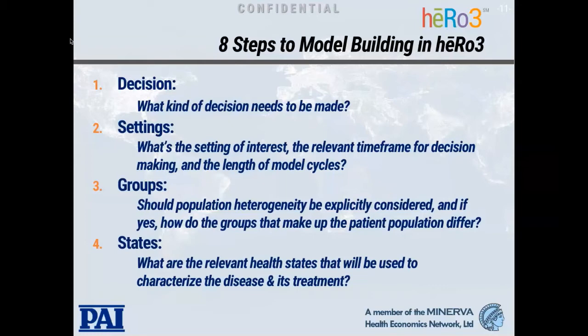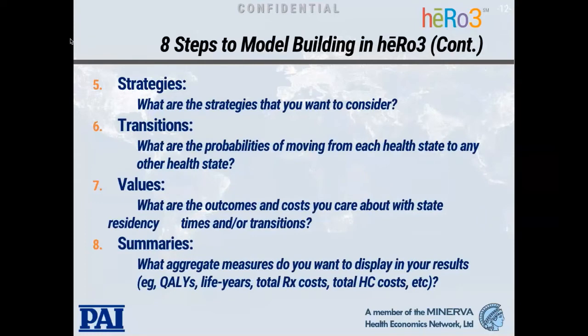Next step is states. This is where we define the health states that go into the model. Step 5 is strategies. And so these are the different strategies that are being compared within the model. Step 6, transitions. And so that's where we define the probabilities of moving from each health state to each other health state. In a Markov model, this is defining a transition matrix. In a partition survival model, this is where you would define distributions of PFS and OS.